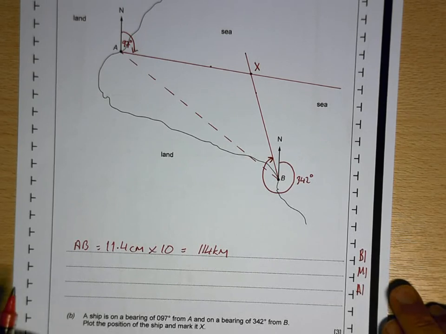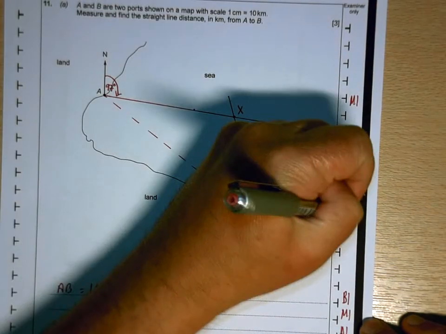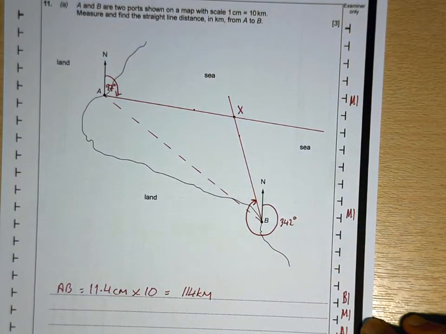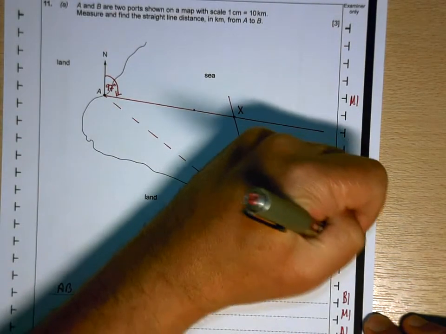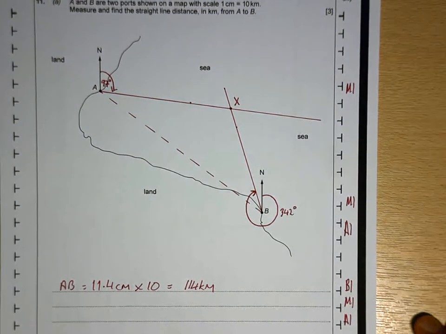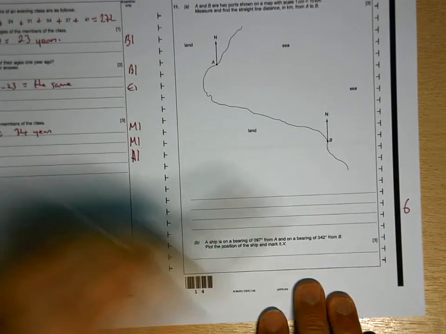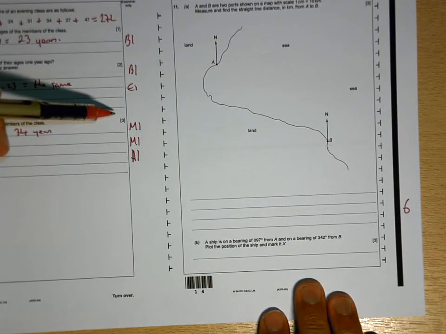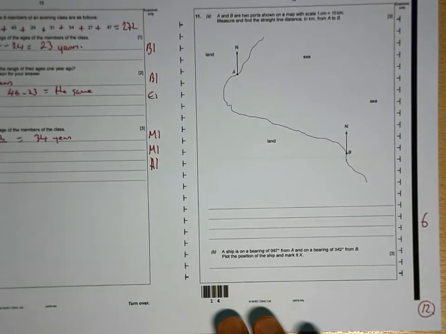And for part B, there's 1 mark for the 97 degree angle, there's 1 mark for the 342 degree angle, and there's 1 mark for getting X and showing clearly where it is on your graph. So 6 marks for that question, making total for that page 6, and 6 is 12. So you get that far and you've already nailed your C.